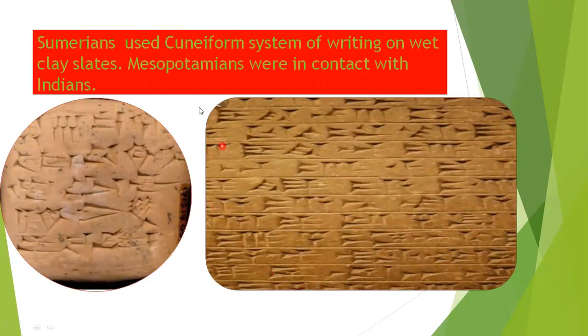The Sumerians used cuneiform. This is known as the script of Mesopotamia, children. So the Sumerians used a cuneiform system of writing on wet clay tablets. Mesopotamia was in contact with the Indians. They used cuneiform clay tablets to write scripts and all, and they were also in contact with the Indian peoples.